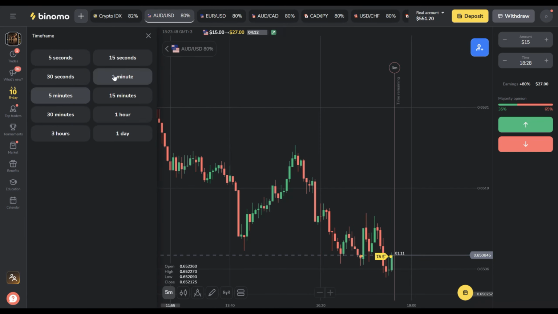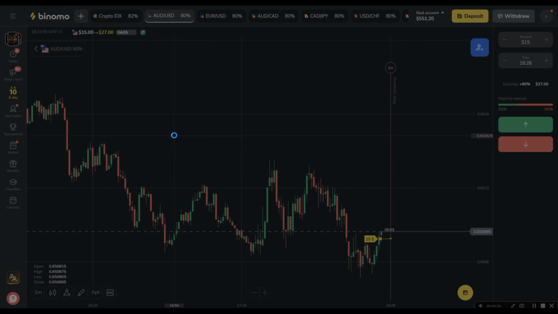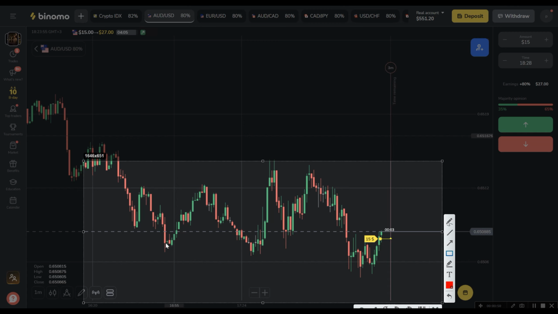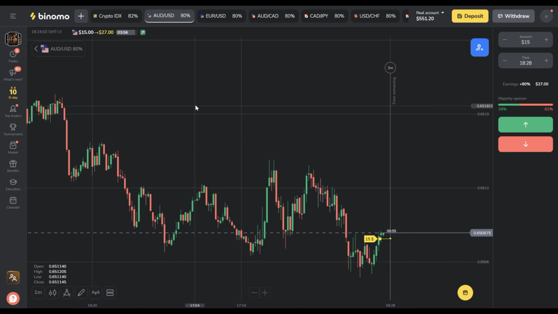On the 1-minute chart, it looks a bit different. That is, it looks like this. Here, the support level looks, notice, more precise, better. You can see that the price is bouncing off this zone, and I expect that now there will also be a rebound upwards.